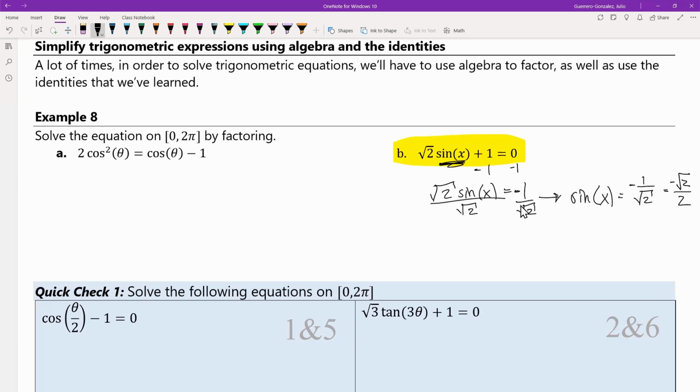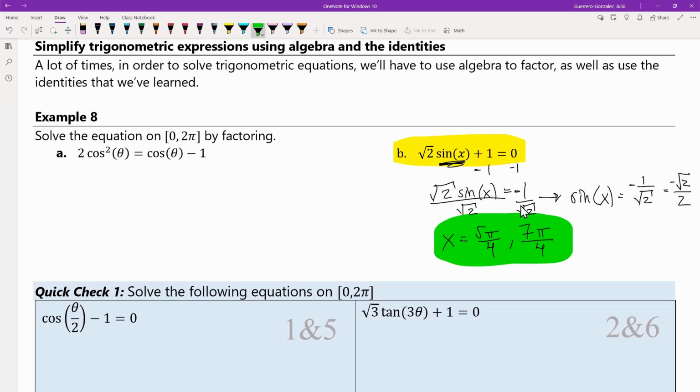Okay, so now think about your unit circle. Pull it out if you need to. Sine is equal to negative root 2 over 2 at 2 angles. So that means x is going to be the first angle if you go around the unit circle, right? That is going to be 5 pi over 4. And the next time that happens, 7 pi over 4. So we solved it out. Simple enough, right?